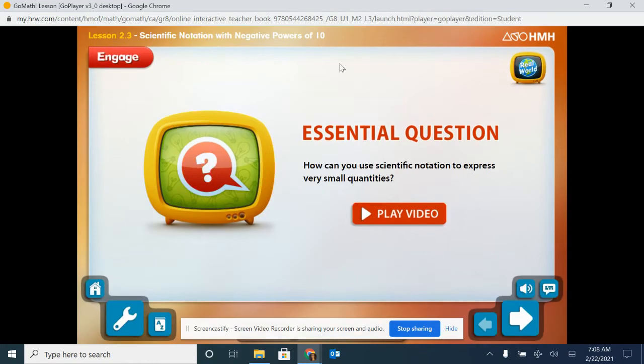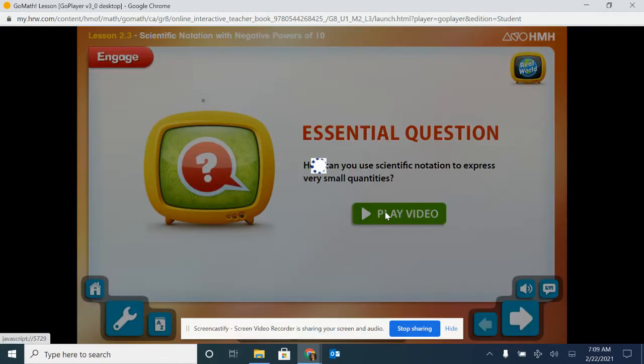So we have lesson 2-3, scientific notation with negative powers of 10. The essential question is, how can you use scientific notation to express very small quantities? Yesterday we did very large quantities, 10 to the power of 6, 10 to the power of 8. Now it's going to be little tiny quantities. How do you write those numbers? What's the tiniest number that you can think of? Think about it, okay? So now let's watch this video.